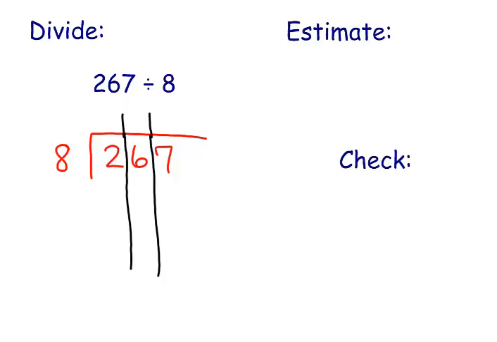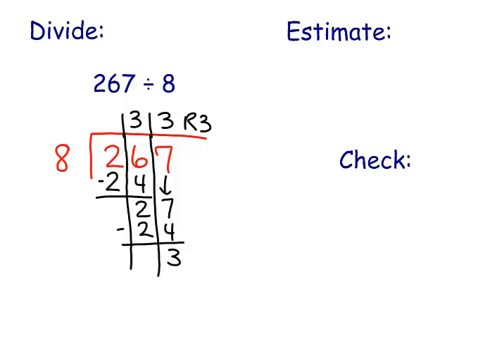Okay, 8 goes into 26 3 times, and that's 24 with 2 left over. Bring the 7 down. 8 goes into 27 3 times, and that's 24 with 3 left over. So we have 33, remainder 3. Oh, we forgot to do the estimate. Well, let's think about that now.